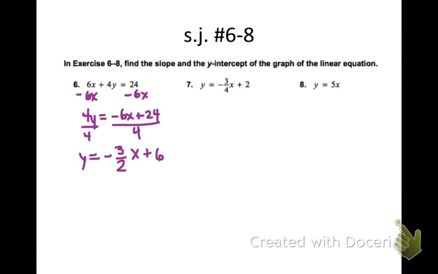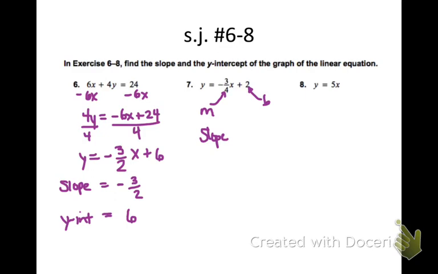So our slope, m, is equal to this coefficient of x, negative 3 over 2, and our y-intercept is the constant, which is a positive 6. Okay, number 7. It's in slope-intercept form, so we can see m, which is the slope, and b, which is the y-intercept. So we just identify them. Slope is a negative 3/4, and the y-intercept is positive 2.